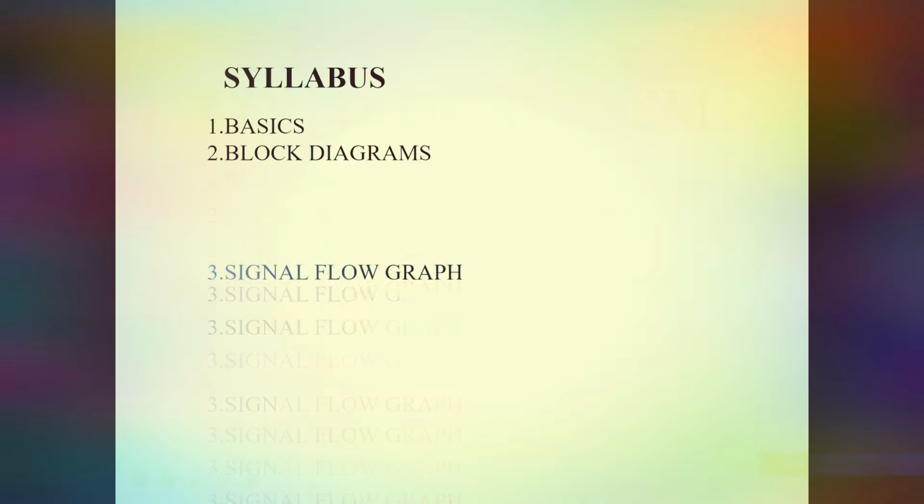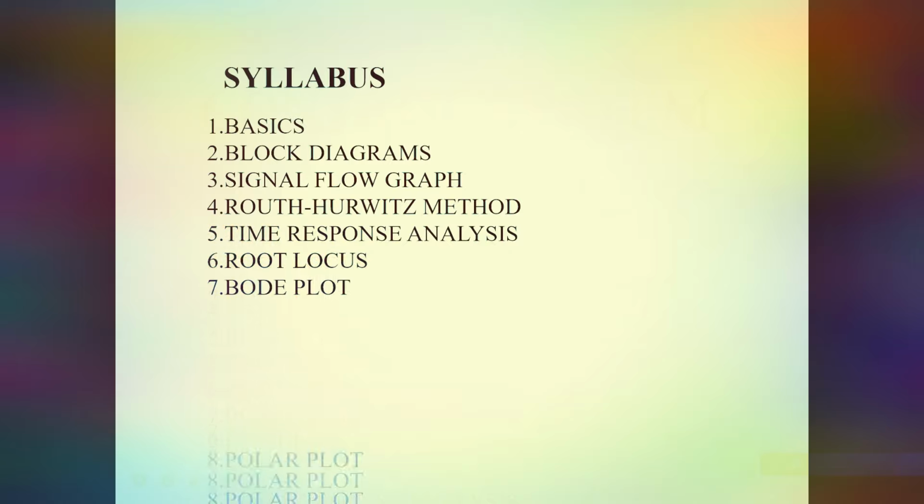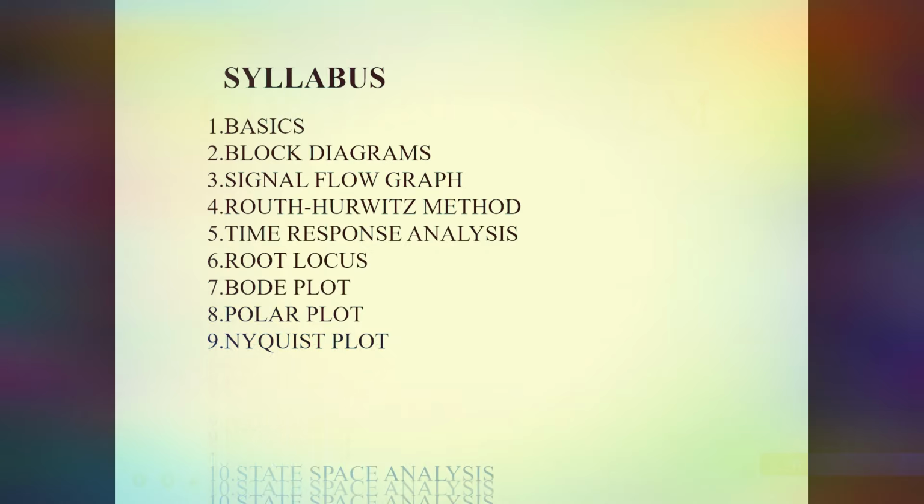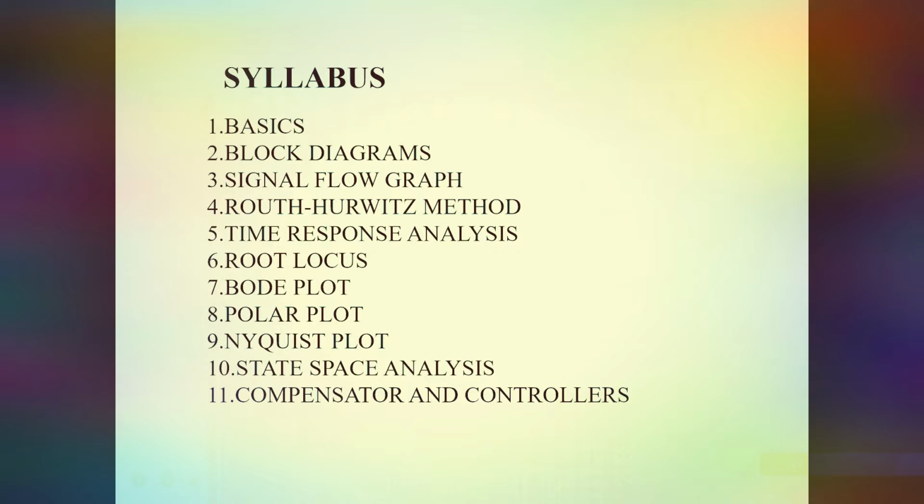The syllabus for control system is as follows. First chapter is the basics, second chapter is the block diagram, third chapter is the signal flow graph, fourth chapter is Routh-Hurwitz's method, also known as the RH method. Then time response analysis, root locus, Bode plot, polar plot, Nyquist plot, state space analysis, and last are the compensators and controllers.